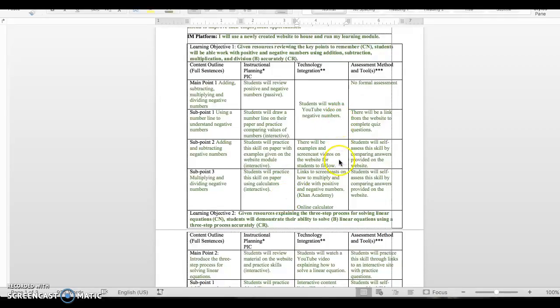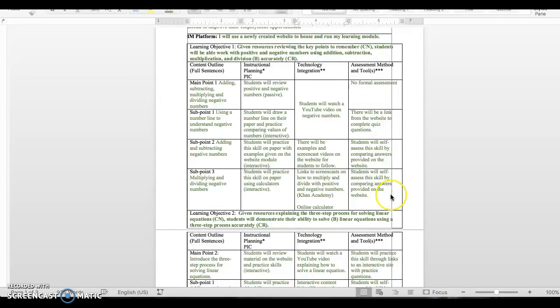We'll have some YouTube videos and some links to other websites such as Khan Academy, an online calculator in case they don't have one with them. No formal assessment necessarily, other than some self-assessments by comparing their answers to what's provided on the website. It's not important necessarily to gather data as far as a grade. They don't receive grades in the class, but we do monitor their progress. So it's important to see that they're learning the information, but not necessarily assign a grade.